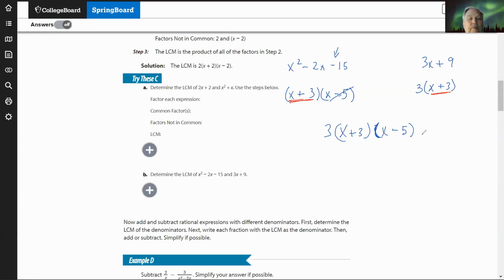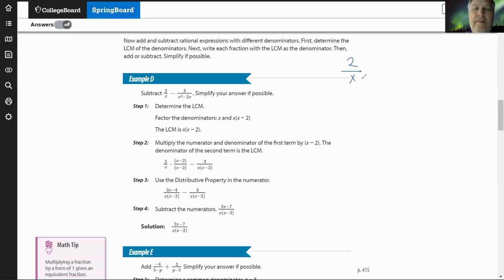Now add or subtract rational expressions with different denominators. First, determine the least common multiple of the denominators. Next, write each fraction with the least common multiple as the denominator. Then add or subtract. Simplify if possible. 2 over x minus 3 over x squared minus 2x. And if you look at this, the x can't be factored anymore, but the x squared minus 2x can. So we're going to do that first.